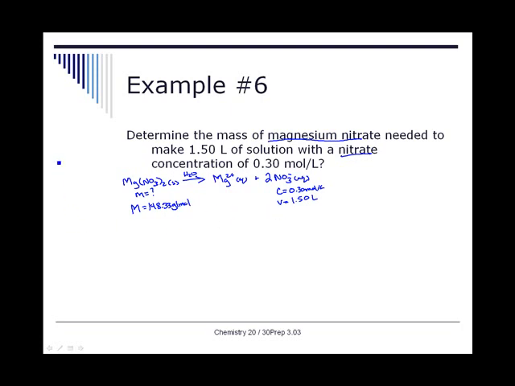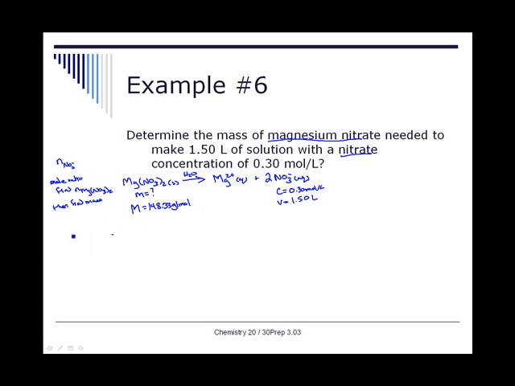And now I have to make my plan. What I'm going to do is find the number of moles of nitrate ions first. Once I get that, I'm going to use mole ratio. And mole ratio is always the middle step to find the number of moles of magnesium nitrate. Once I find that, then I can find the mass. Before I start a question, I'm always making a little plan in my head just so I know how I'm going to approach the question.